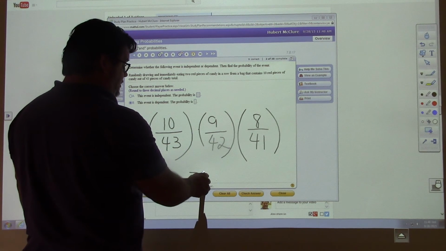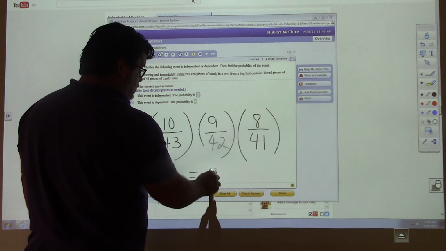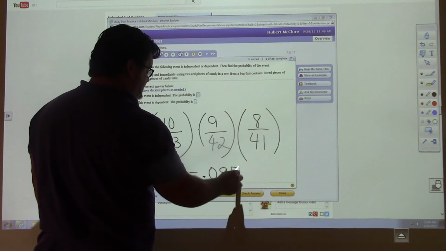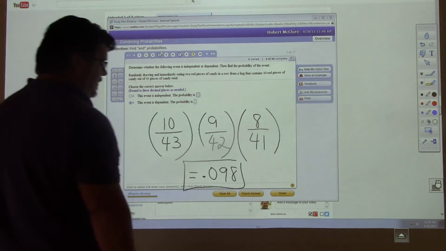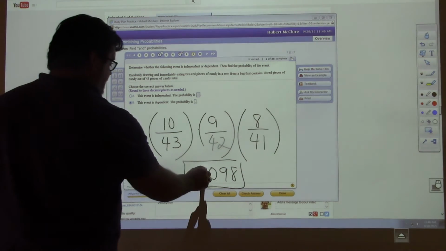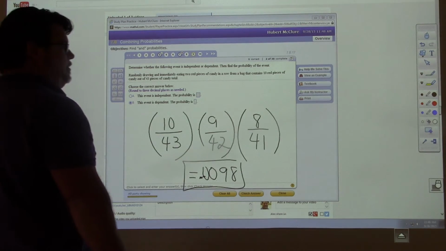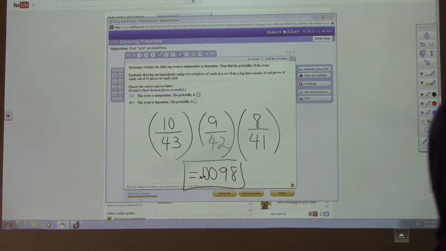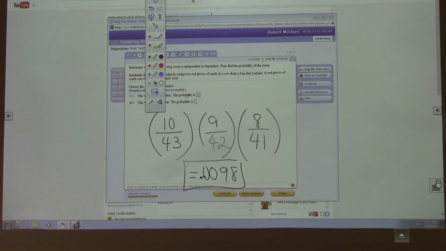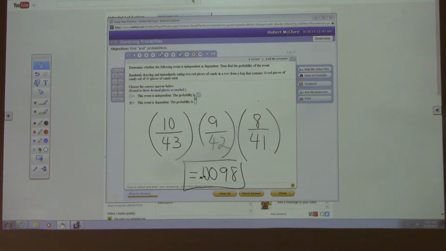I don't trust y'all. 0.098. I need another 0. 0.0098. So we punch in 0.0098. Now that's a test question because I want to see if you actually read the question, because it tells you what to do. A lot of people say, oh, I don't know, it didn't say anything about replacement.